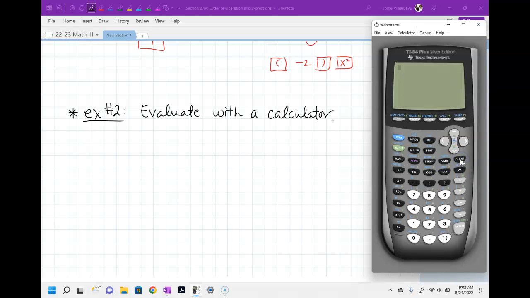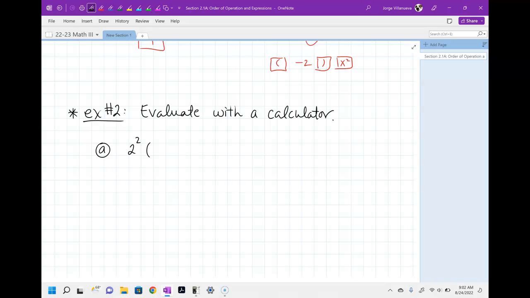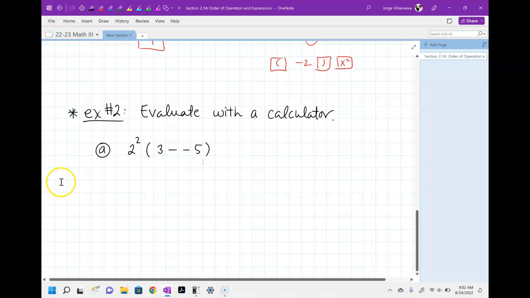I'm only gonna do one of these problems. Since it's just you punching in numbers, I don't think you really need me to do that. Or maybe I'll do 2. So let's do 2 of them. So here's part A. Don't worry, the calculator popped back up right now. So 2 squared times 3 minus negative 5. So they just want you to be able to do that on your calculator.